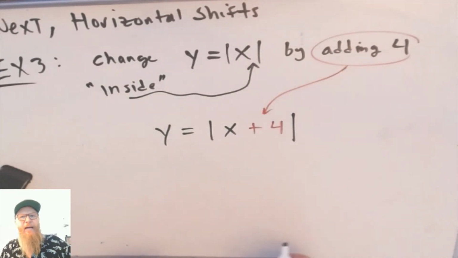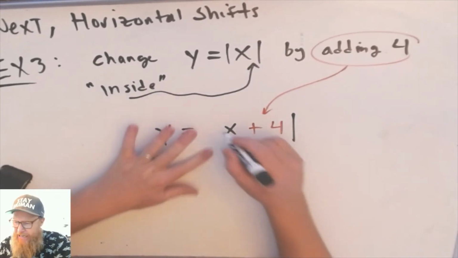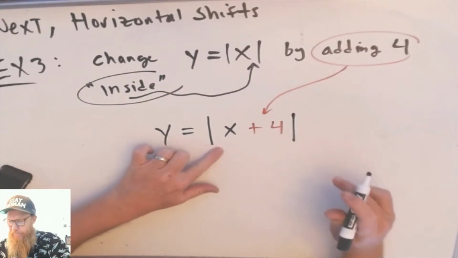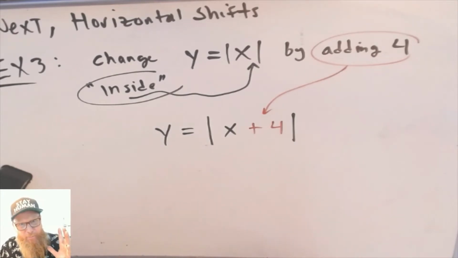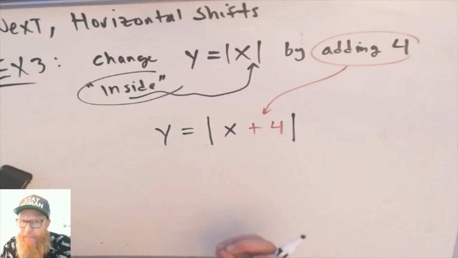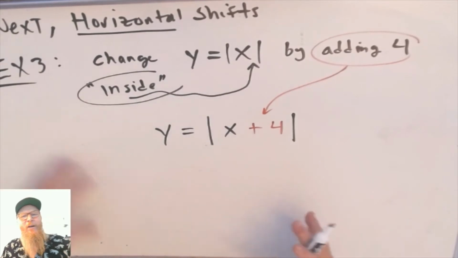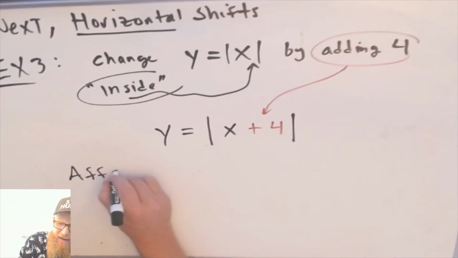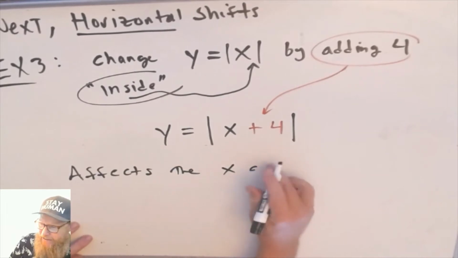So this time I'm going to add 4. Just trying to pick a different number, but I'm going to do it inside of the absolute value bars. Okay. Now this one takes a little patience, or maybe just a little bit of acceptance of the fact that it's going to be strange. All right. Horizontal shifts are the opposite of what they look like. So the effect is it affects the x values.